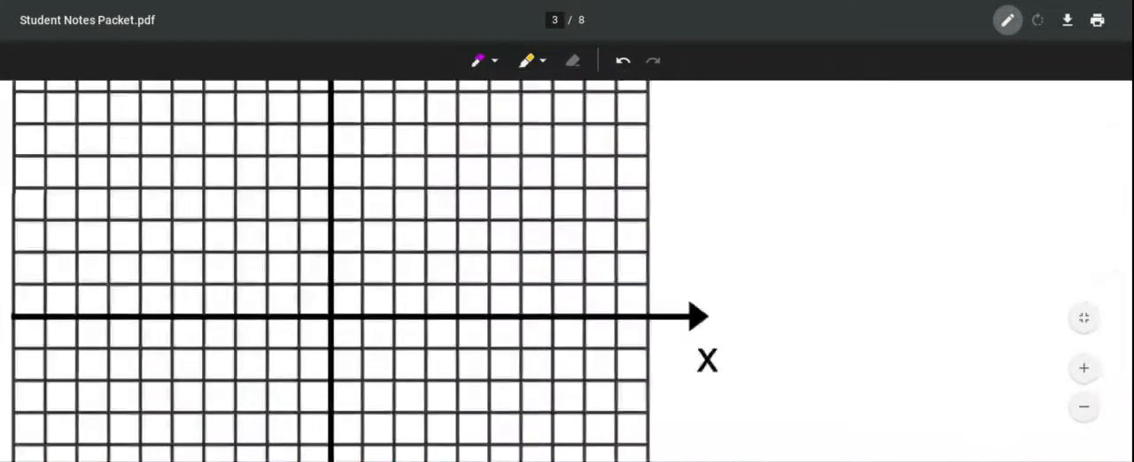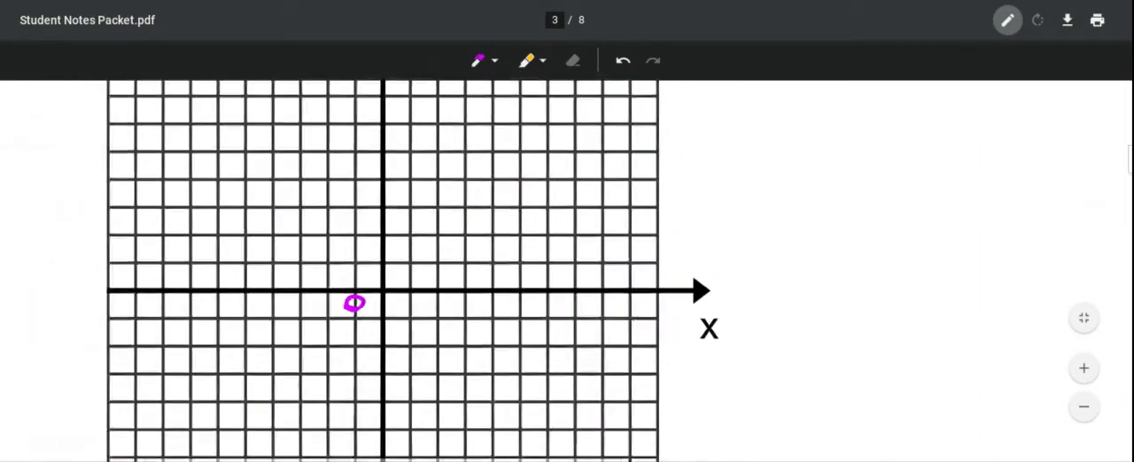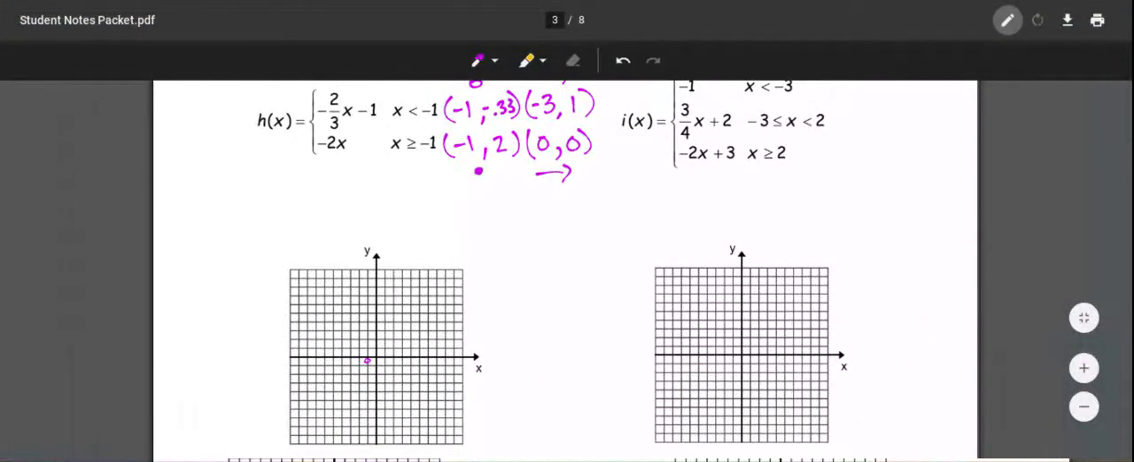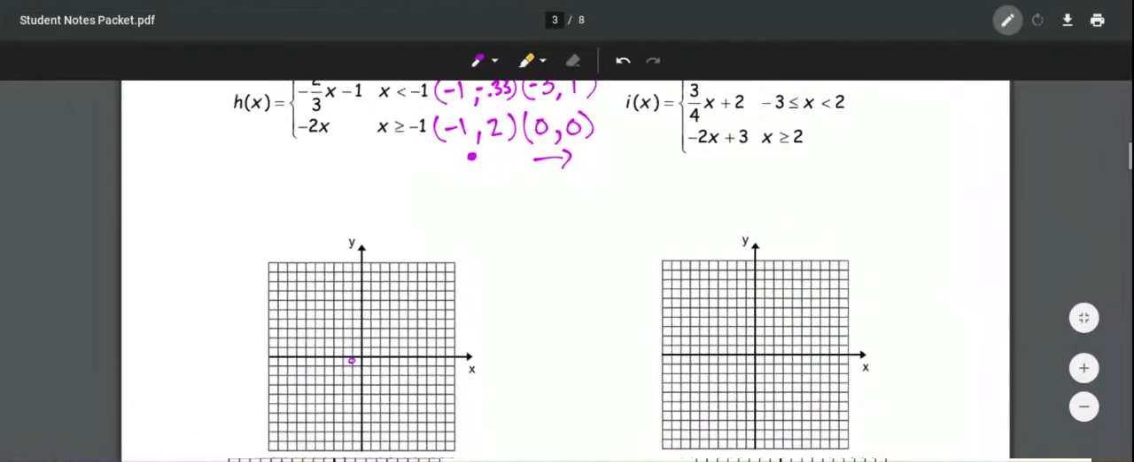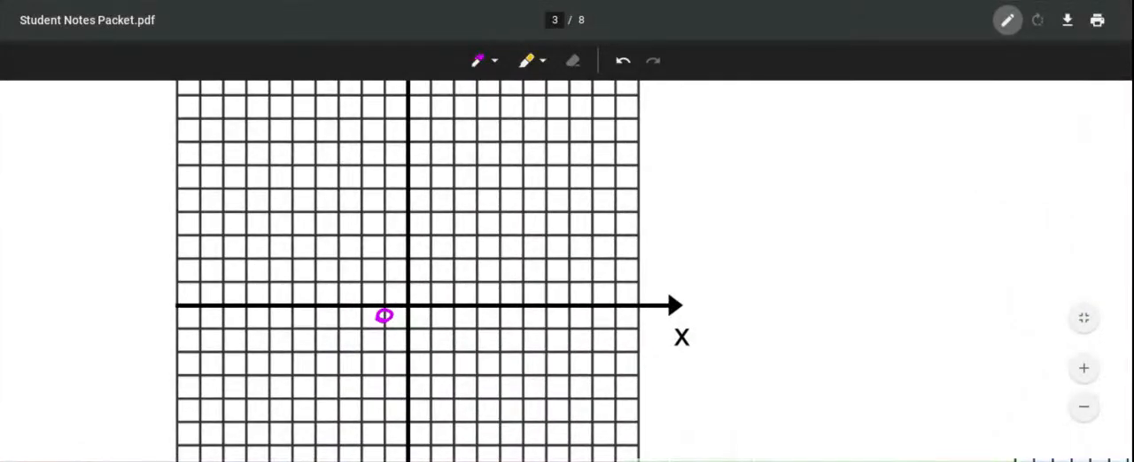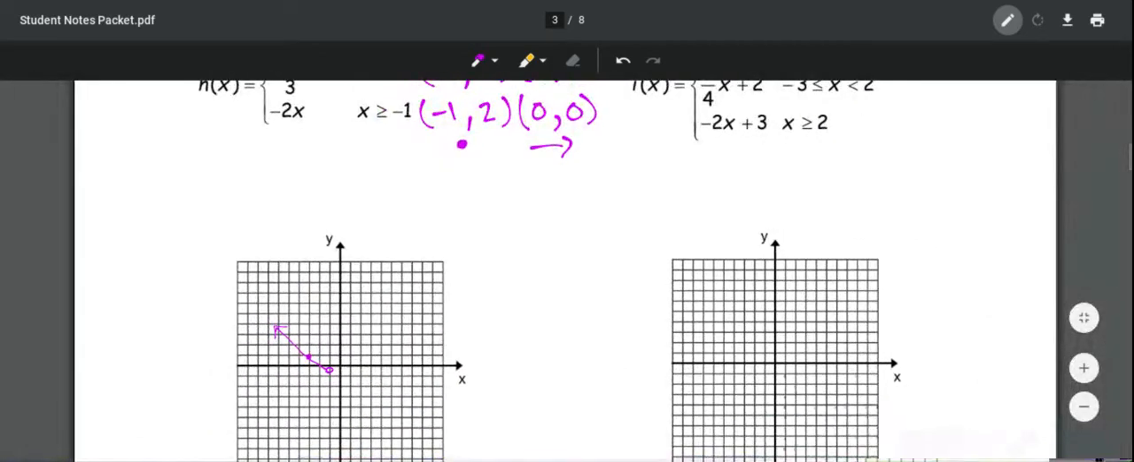-1, -1/3. Now, that gets really tricky. Not a big deal if it's not accurate, but it needs to be close, okay? So it needs to be between 0 and -1. And if it's not, then we have problems, okay? So -3, 1. -1, 2, 3, 1. There we go. Okay. So there's your first graph.